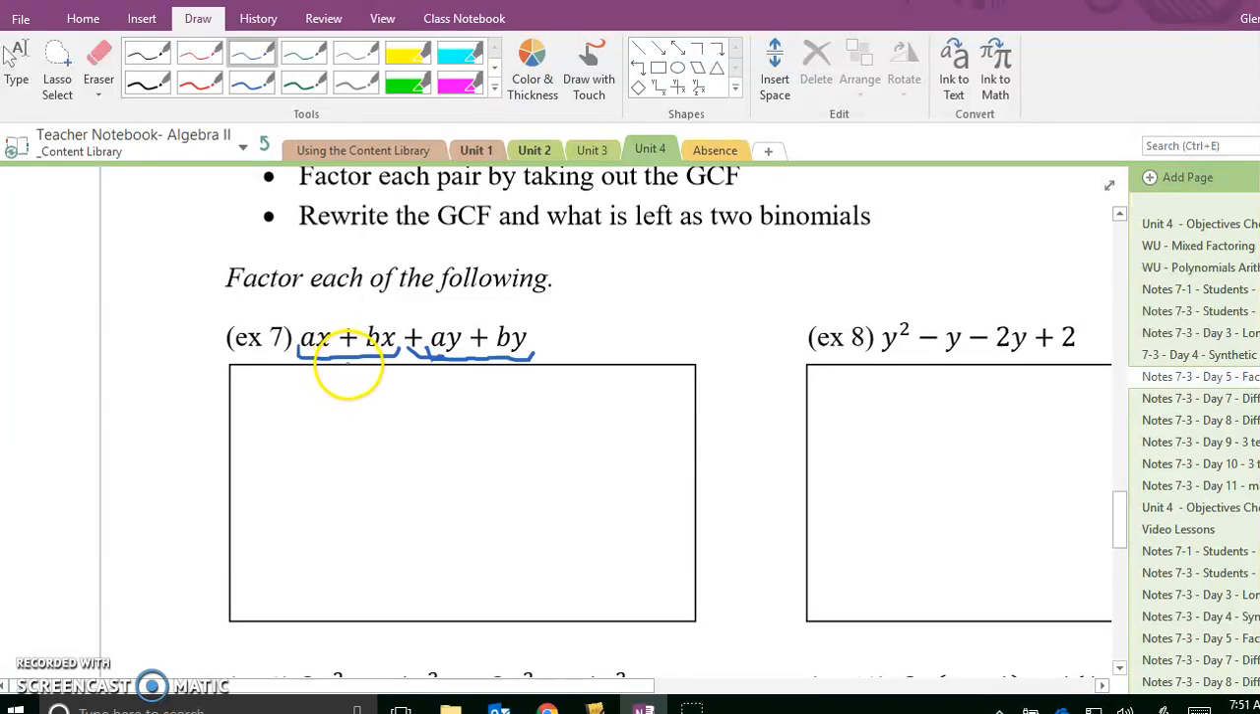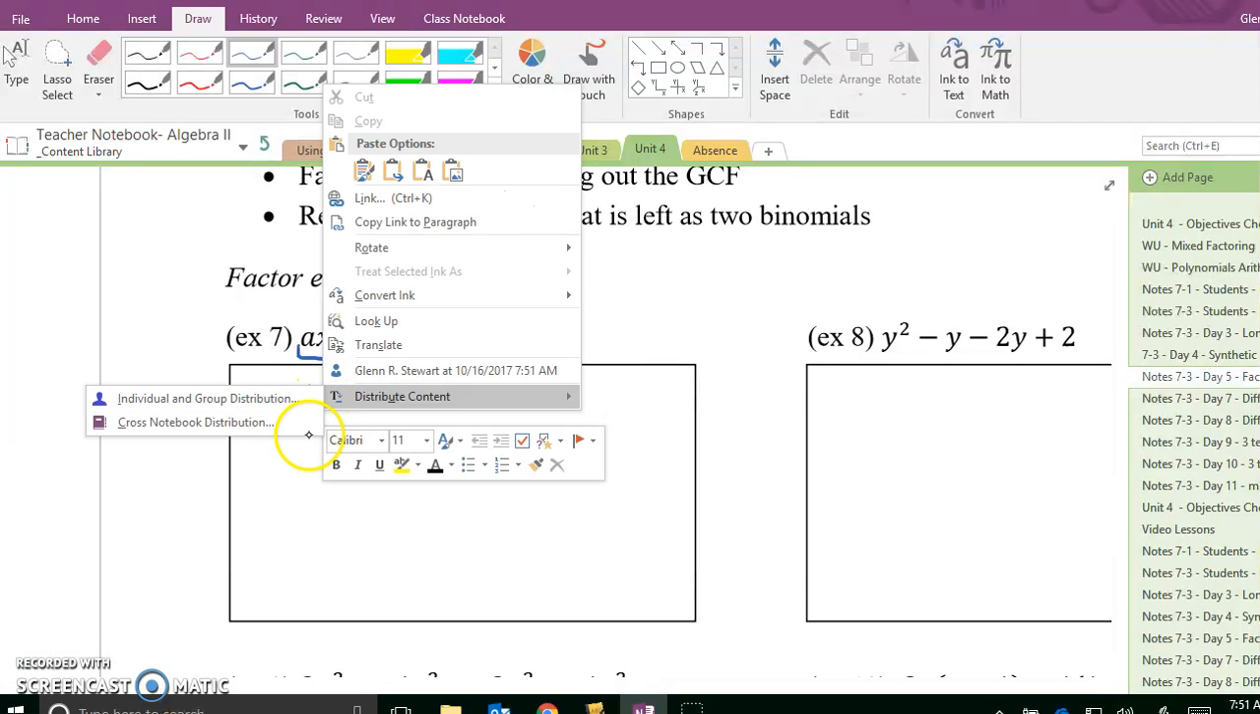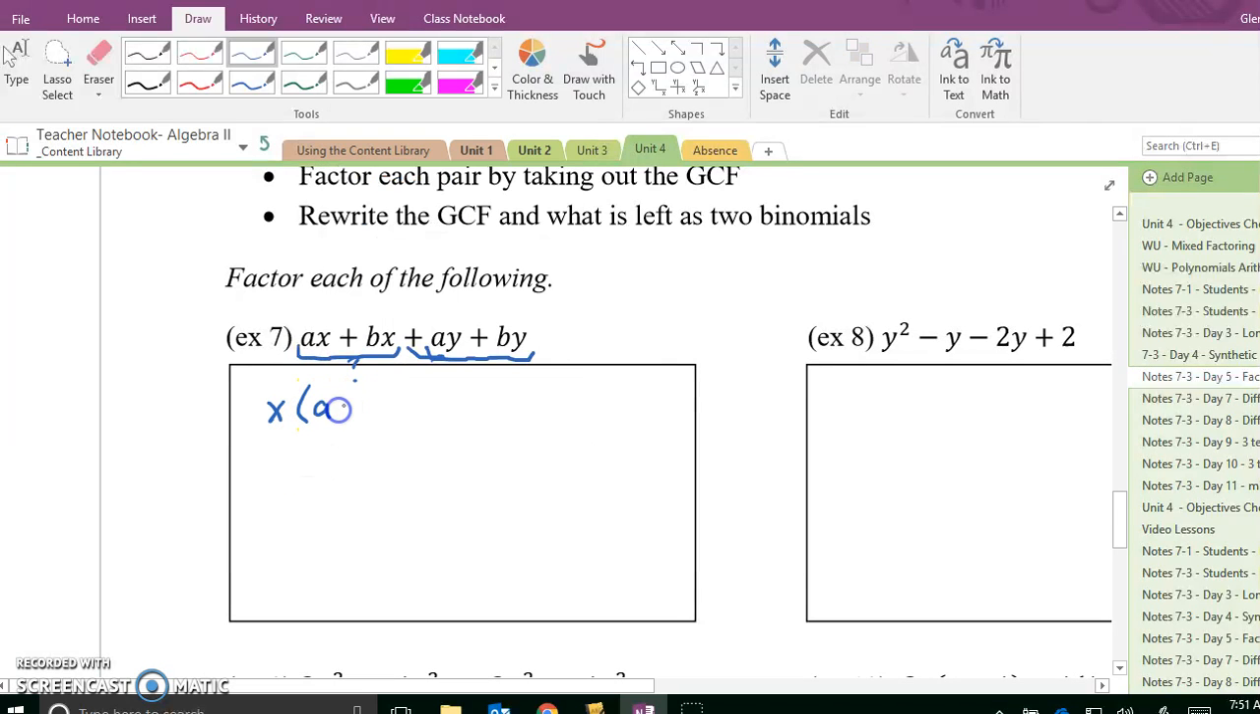So what do the first two terms have in common? Well, if you look, they both have an x. So we write an x out front, and then we leave what was left, in this case the a plus b. Our next set of parentheses, what do the a and b have in common? Well, they have a y. So it's plus y, and then we factor that out, and again leave our a plus b.